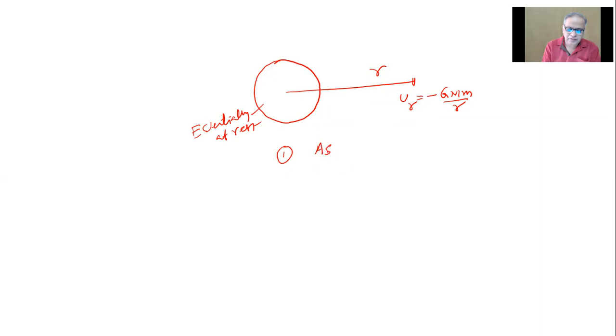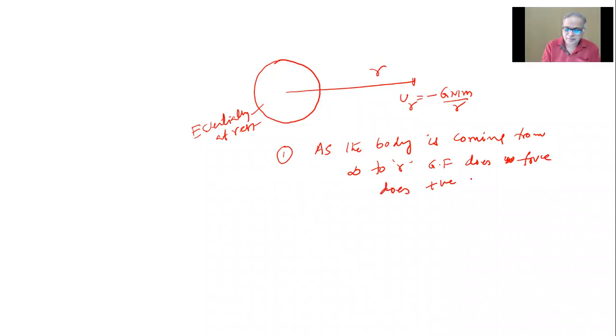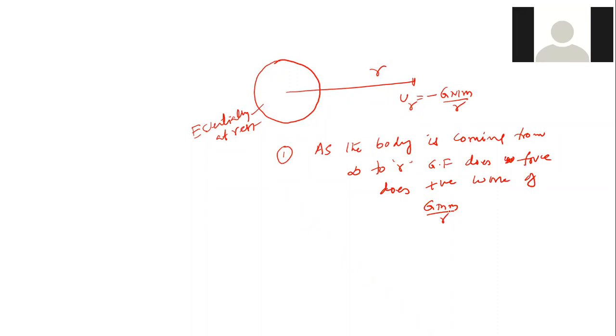As the body is coming from infinity to r, gravitational force does what work? Positive. Does positive work. Why? Kinetic energy increases. Work of how much? GMm by r. So potential energy will be minus GMm by r.